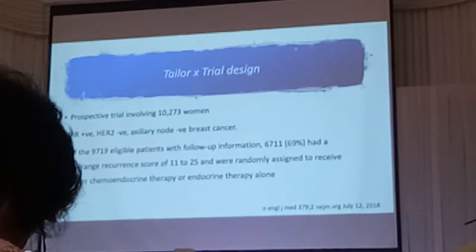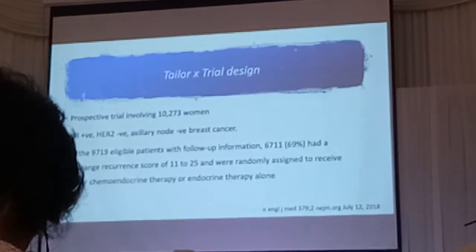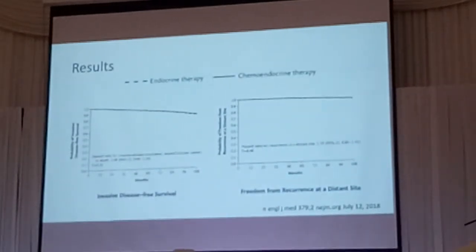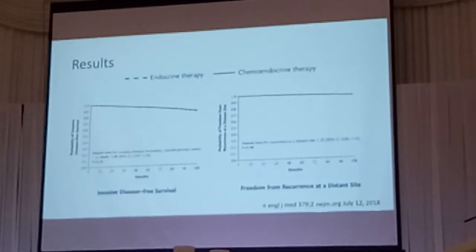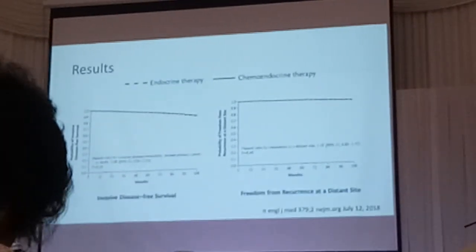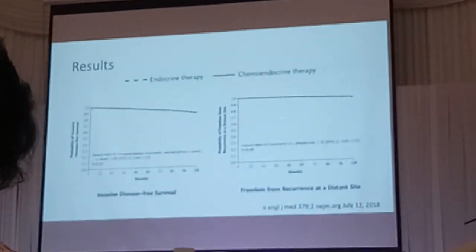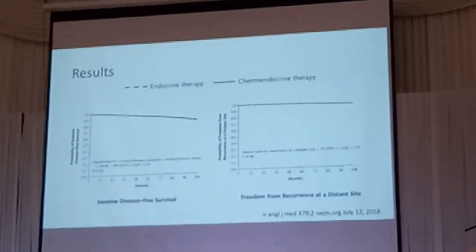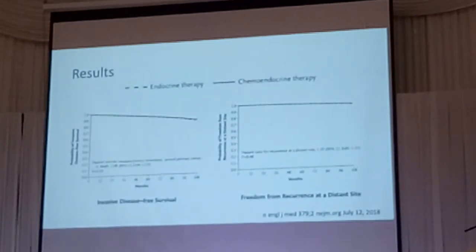The objective of this study was to see if the hormone treatment was inferior to the chemoendocrine therapy. As we look at this group randomly assigned to receive endocrine therapy versus chemoendocrine, as you can see, over more than 7 years of follow-up, there was no significant difference between both arms. They had almost the same disease-free survival and freedom from recurrence at the distant site.